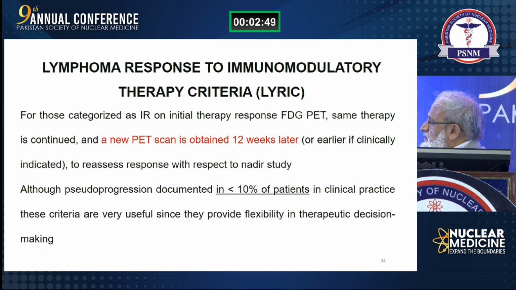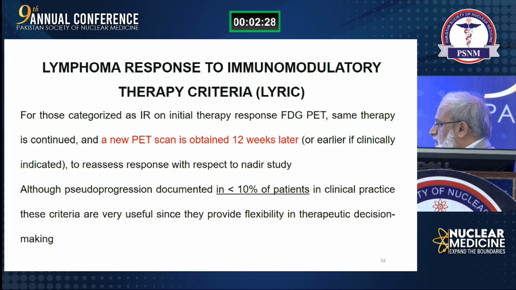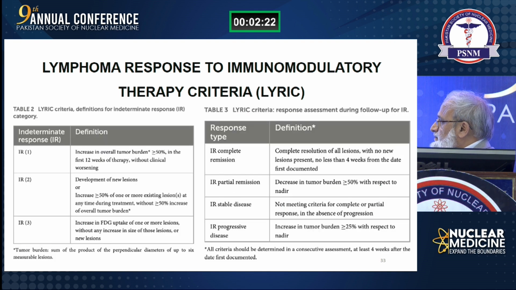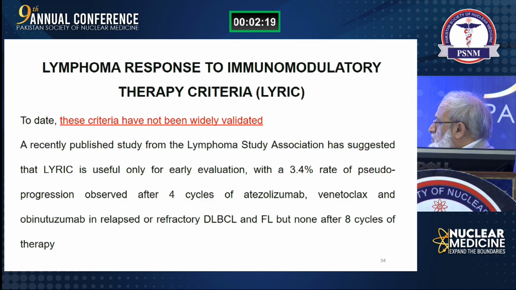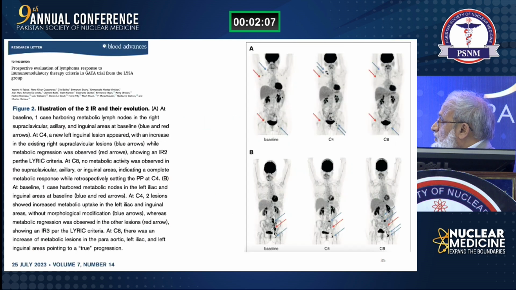So here they say that if we label the patient as IR, then a new PET scan is advised after 12 weeks or later. And if clinically indicated, you can do it earlier. So pseudo-progression has to be ruled out with the help of PET. The number of patients affected is small, but still you have to understand that this is a finding you have to give importance. These criteria have not yet been validated completely, but when we are interpreting our PET images, we have to be careful about these.